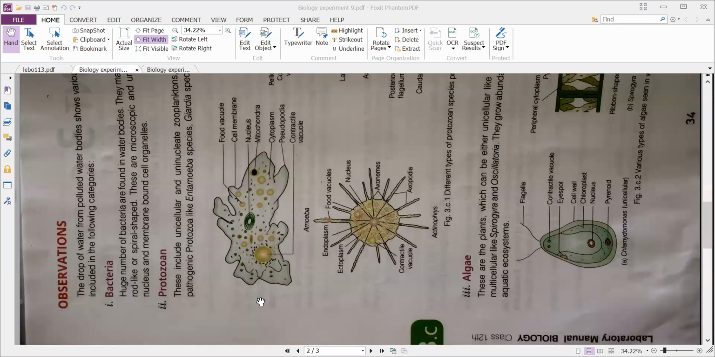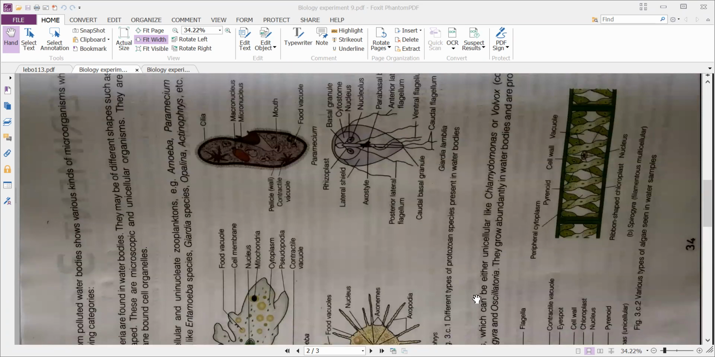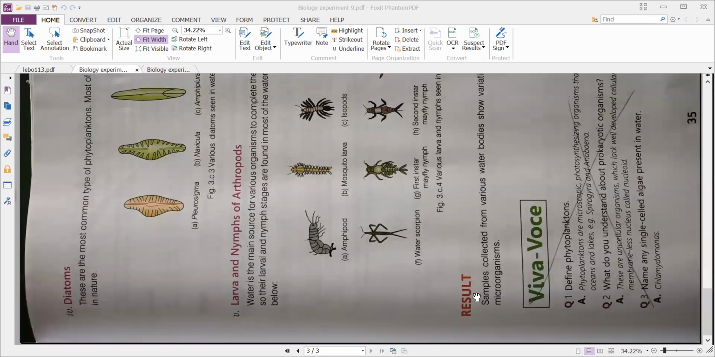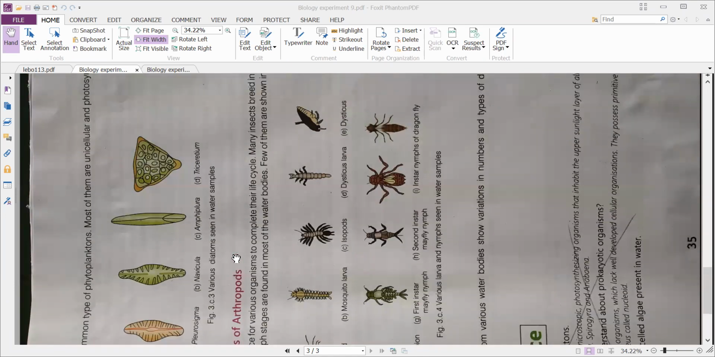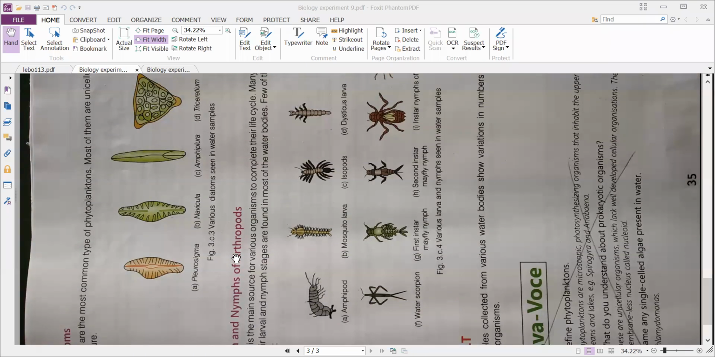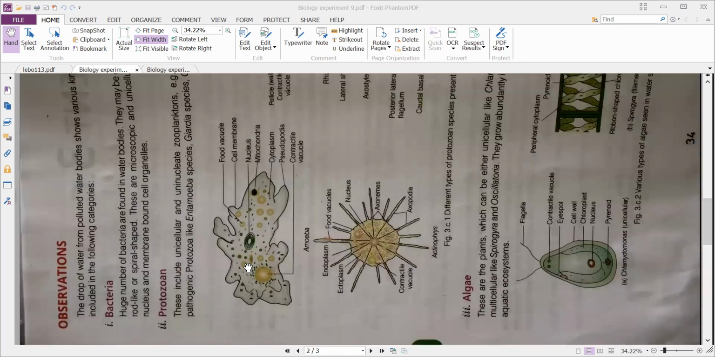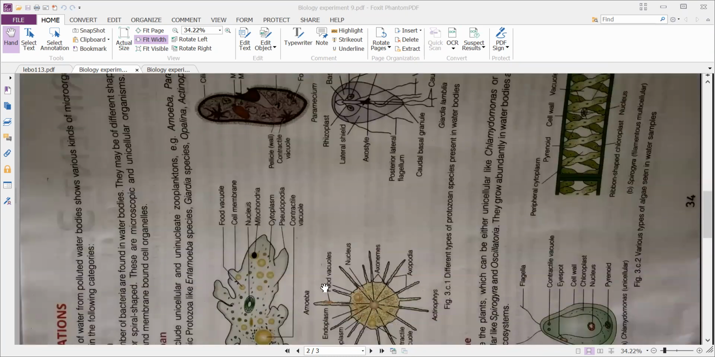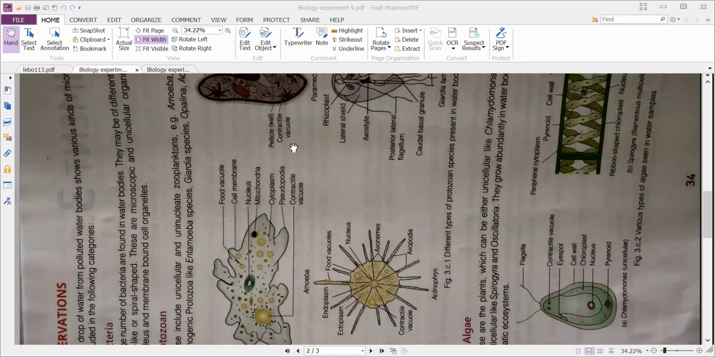Here we can see the observations: bacteria, protozoa, algae, and next diatoms, larvae, and the nymphs of arthropods. Here the diagrams are given. You can draw any 2 diagrams of each one. You can see here amoeba, paramecium, and next actinomorphis and giardia lamblia. 4 diagrams are there.